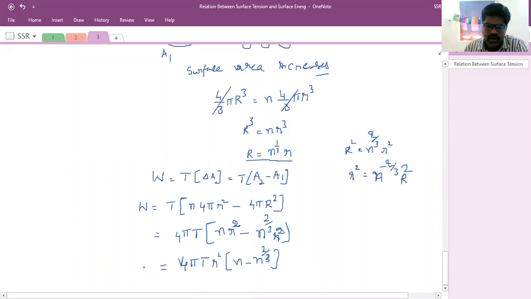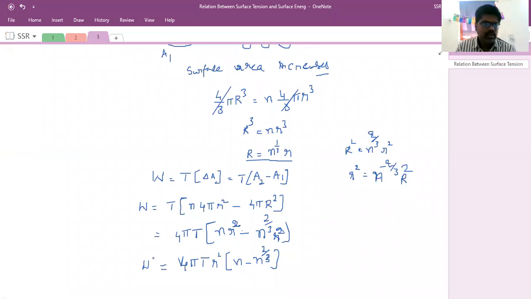This is the additional work required to split the larger droplet of water into its smaller droplets. I require this from all of you. Yes or no?